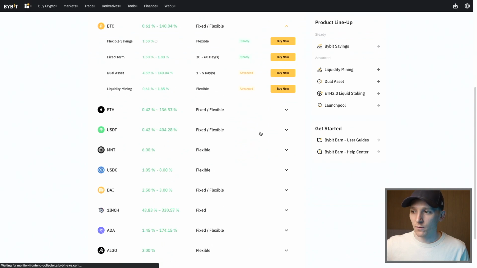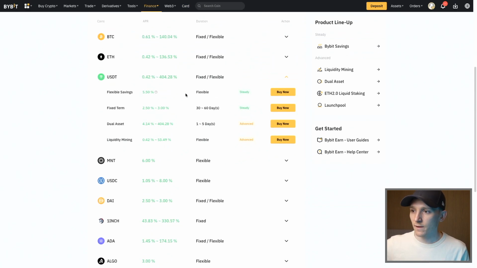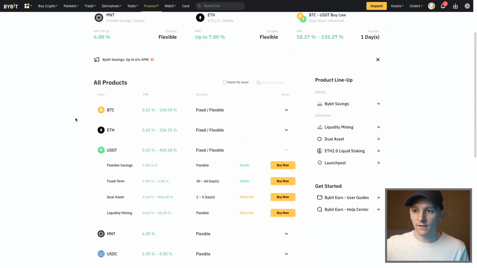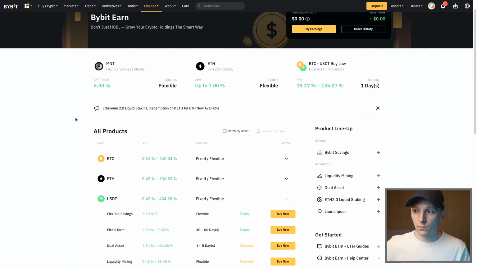Now, if we go down to US dollar tether, stable coins are very often lent out, and you can see that flexible savings is 5.5%, and then fixed term is actually below that here. So again, you're just lending dollars on the platform to someone else. The risks here is that, number one, you have your assets on a centralized exchange. Nothing wrong with Bybit. I've used Bybit for years without any issues, but they are a centralized exchange. And of course, that is a risk.